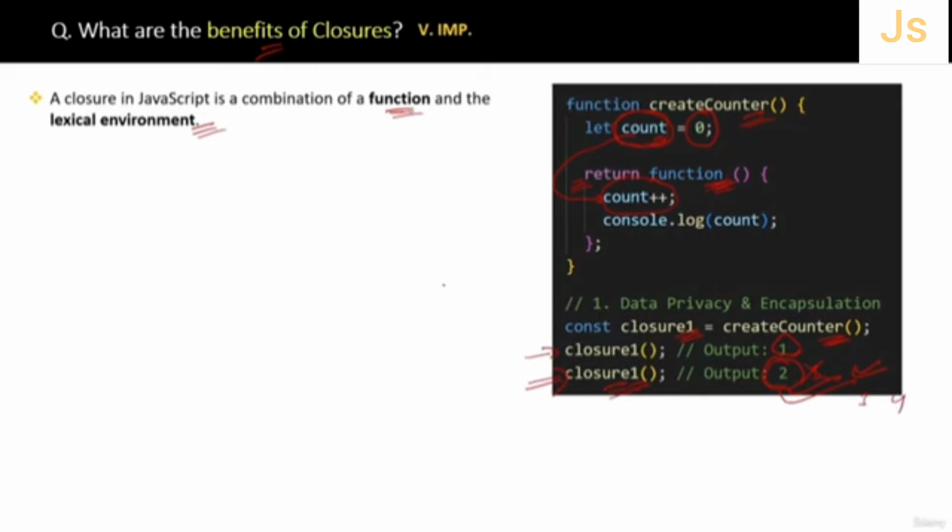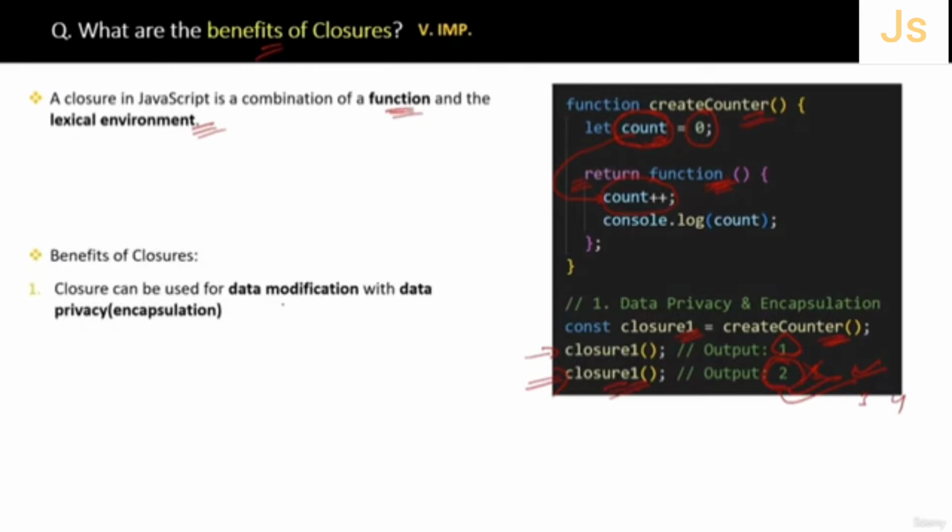Now here I am writing some benefits of closure. The first benefit is closure can be used for data modification with data privacy. In the example, we were using the closure to modify the data count and maintain it also, persist it, right? But if you do not use the closure, then to modify the count, you will expose this count variable outside this createCounter function. You have to make it global or something.